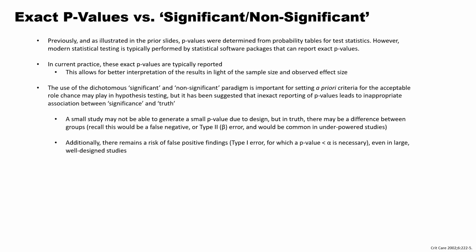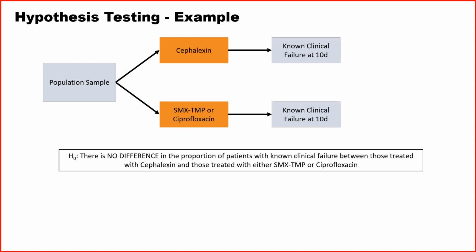So recognize that a small study may not be able to generate a small p-value due to its design, but in truth there may be a difference between groups. So recall this is a type 2 or beta error, and this would be common in underpowered studies. Additionally, there remains the risk of a false positive finding, a type 1 error or alpha error, even in large, well-designed studies. So really, we should be reporting exact p-values in terms of statistical significance rather than simply saying something is a significant finding or a non-significant finding.